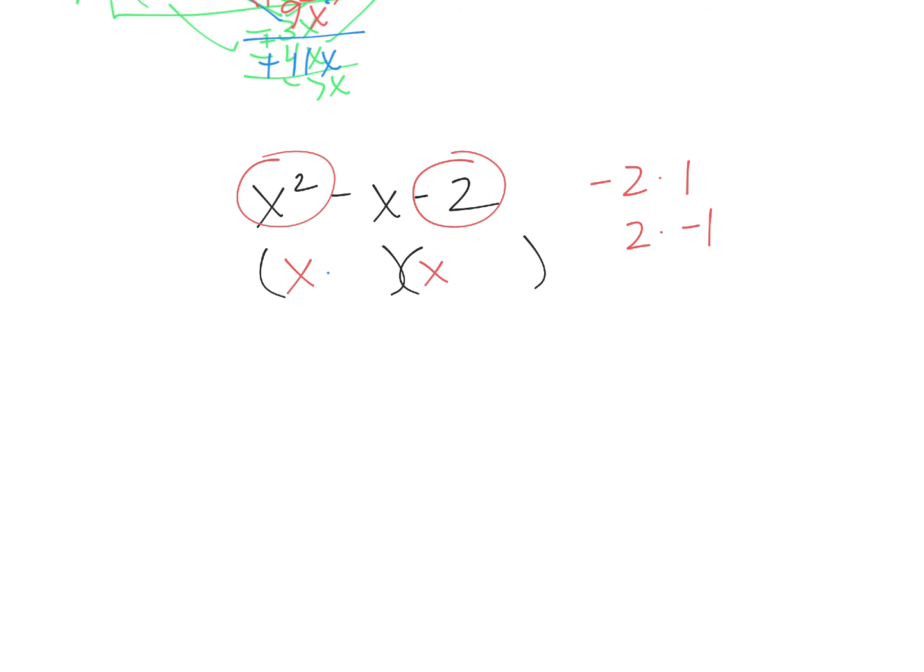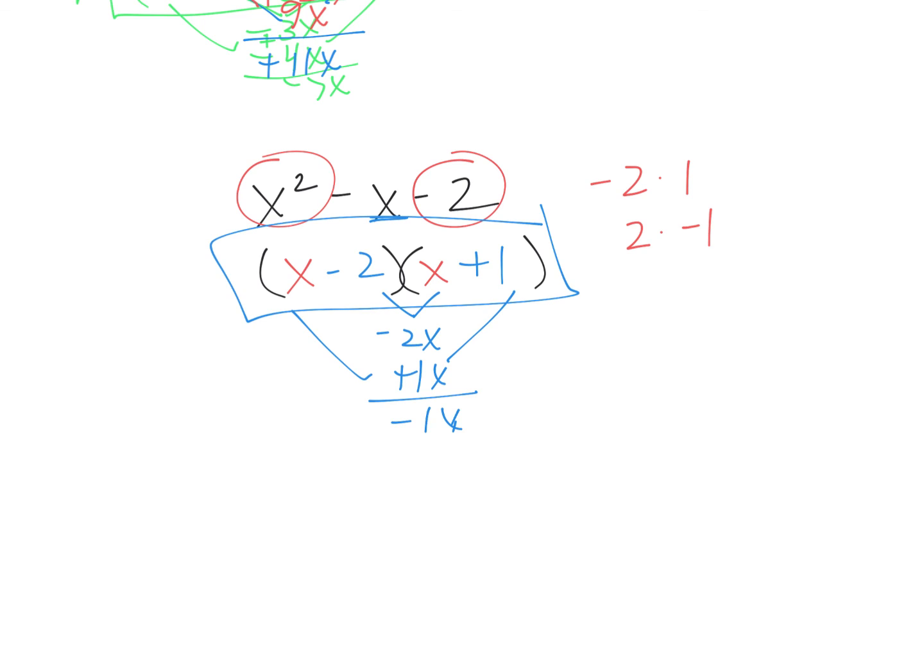Hopefully you said you would use negative 2 and a positive 1. Double check: from here to here is negative 2 when we're multiplying. This is a positive 1x. When I add them together, I get a negative 1x. And that checks out as my middle term. And so that is my answer.